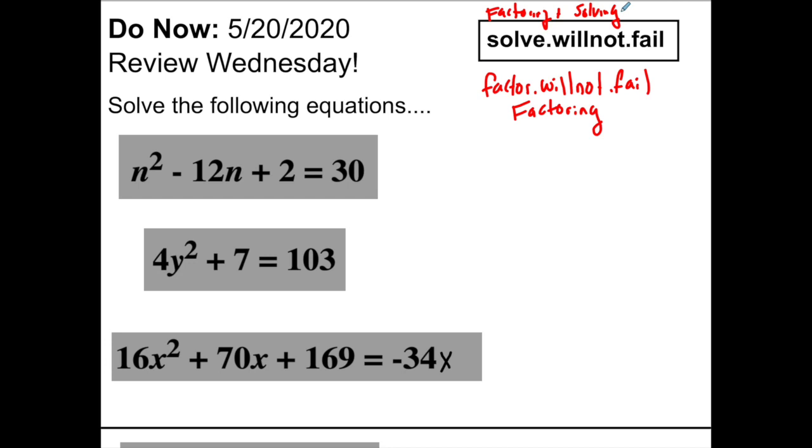In any case, we have three equations here. N squared minus 12n plus 2 is 30. 4y squared plus 7 is 103. 16x squared plus 70x plus 169 equals negative 34x. So what I want you to do, pause the video, find any solutions that are there, and then when you're ready, unpause, and you can see what I got.